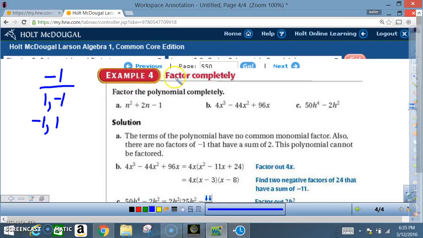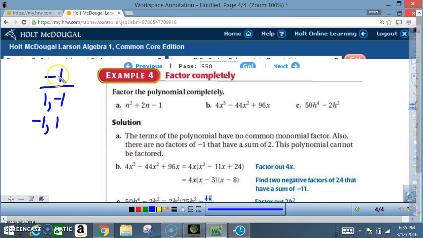Example 4. Factor the polynomial completely. Our first one is n squared plus 2n minus 1. Solution. The terms of the polynomial have no common binomial factors. So between n squared, 2n, and minus 1, there's nothing they have in common. Also, there are no factors of negative 1 that have a sum of 2. So this polynomial cannot be factored.